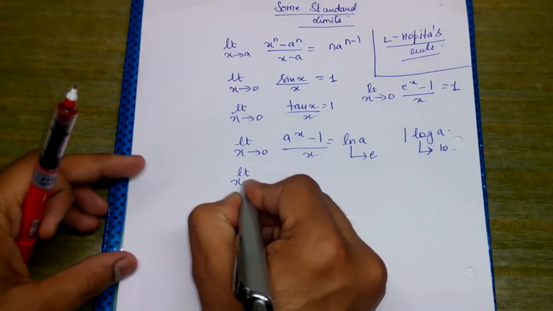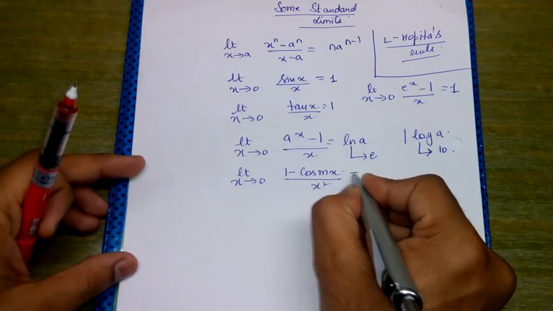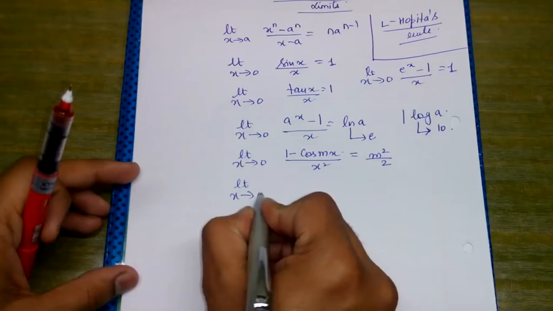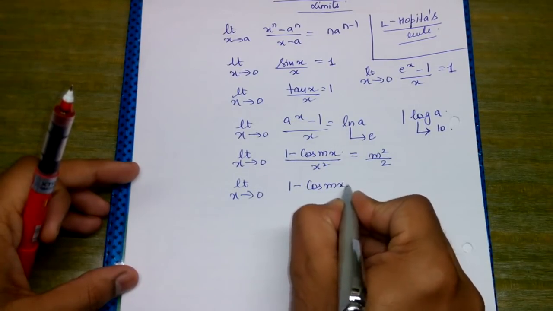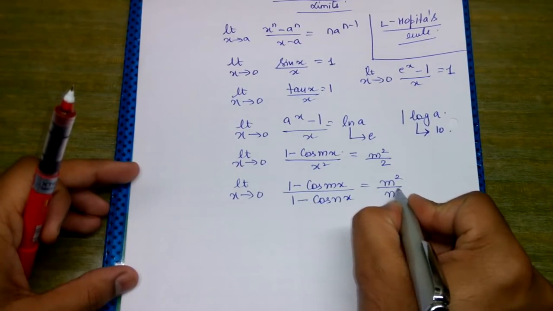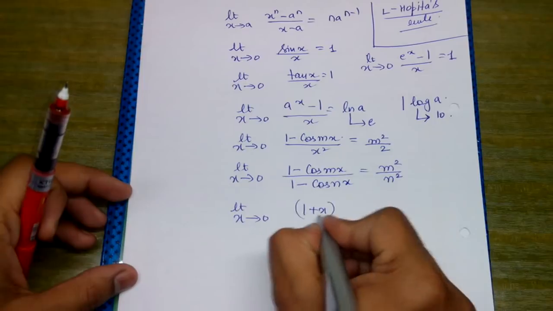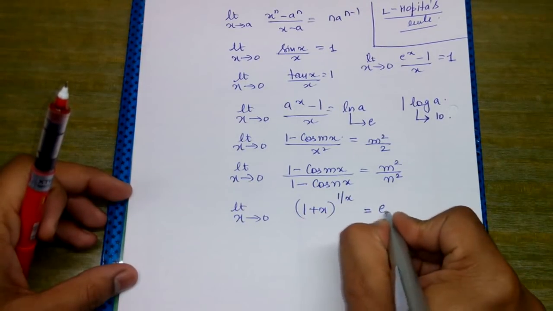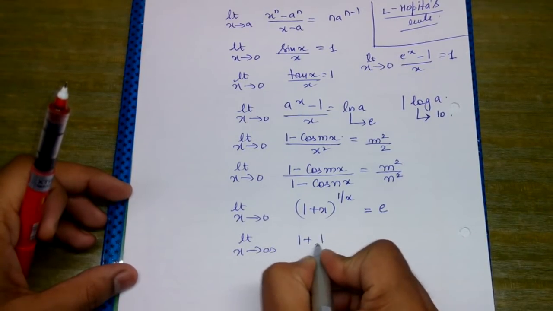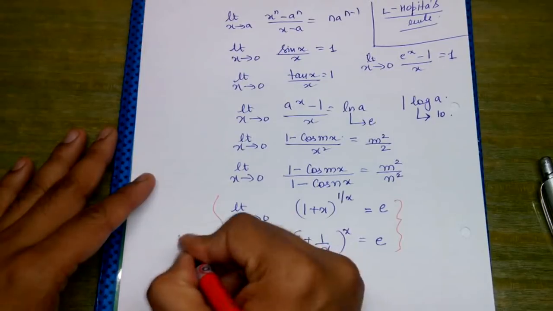Now limit x tends to 0, (1 minus cos mx) upon x square, this is simply m square upon 2. Then limit x tends to 0, (1 minus cos mx) upon (1 minus cos nx), this is equal to m square upon n square. Then we have limit x tends to 0, (1 plus x) to the power 1 by x, this is simply equal to e, and limit x tends to infinity, (1 plus 1 upon x) to the power x is equal to e. So these two are important cases.